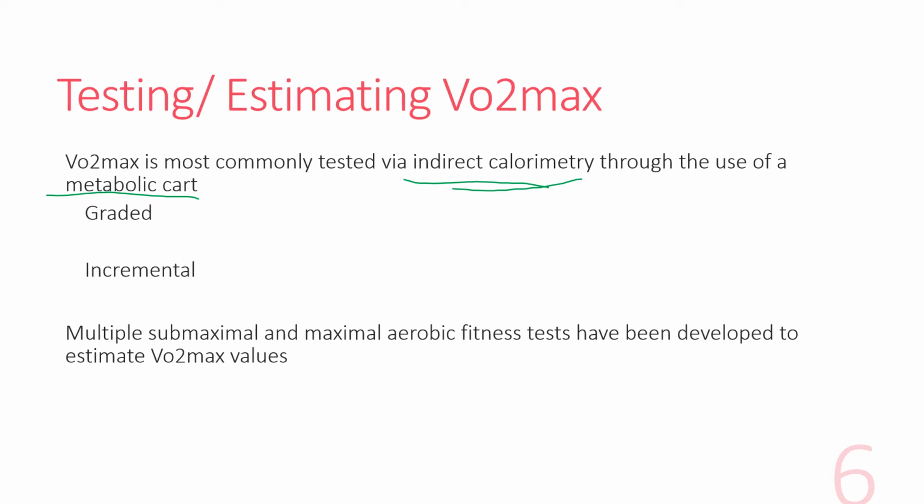That's the graded portion. The second portion is incremental. So it's going to change at various stages. So each increment or interval is a set amount of time. Usually increments are 3 to 4 minutes in duration. I'm pretty sure that's important. Make sure you write that down. I think it's on the quiz. So usually increments are 3 to 4 minutes in duration.